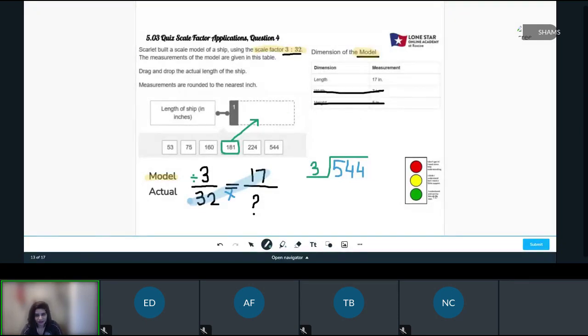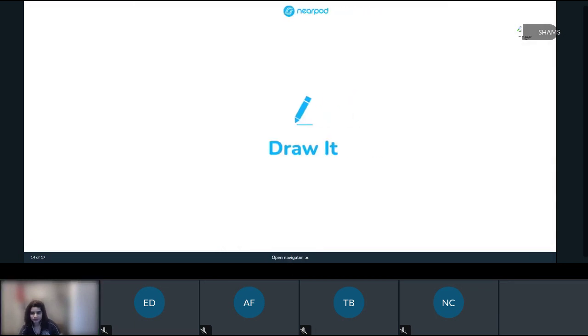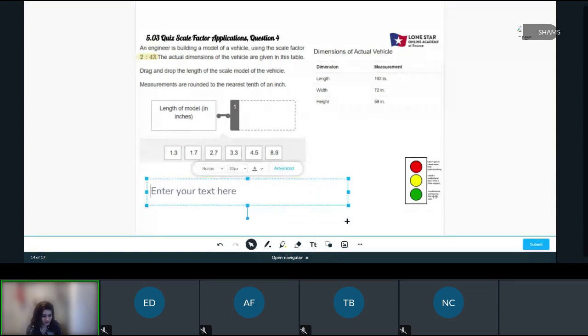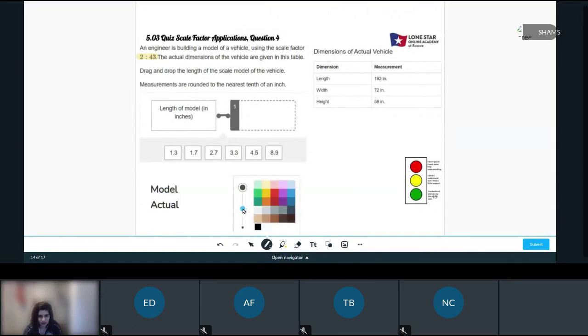Let's go ahead, move on, and look at the third variety of question 4. An engineer is building a model of a vehicle using the scale factor 2:43. Let's write down what the scale factor means. Scale factor means the model to the actual is going to be 2:43. That means the engineer is being so smart. He's going to just use 2 units to represent 43 actual units, so the model does not become too big.